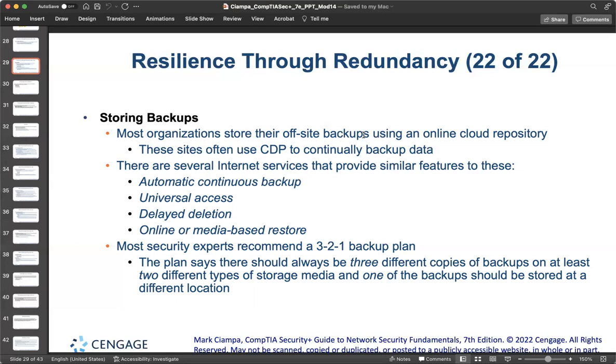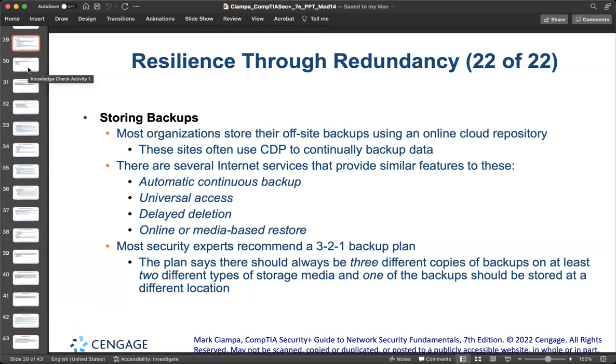Security experts recommend the 3-2-1 backup plan, which means you want to have 3 different copies of backups on at least 2 different types of storage, and one of the backups should be stored at a different location. If this building burns down, if an earthquake brings it down or anything, that remote location is going to have a copy of your backup available to you.